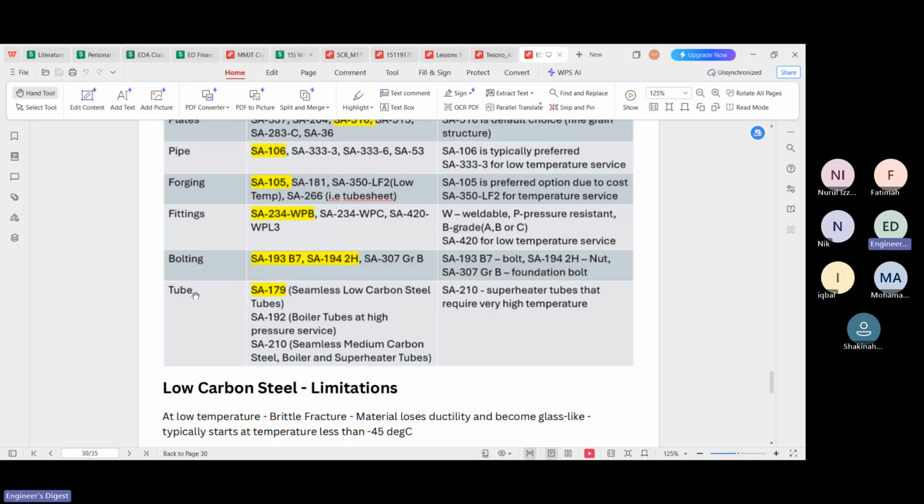For carbon steel tube, typically we use SA179. This is for your normal shell and tube heat exchanger in carbon steel. But if it's a higher temperature, then we'll move to 192, or for an even higher temperature, we'll use SA210.